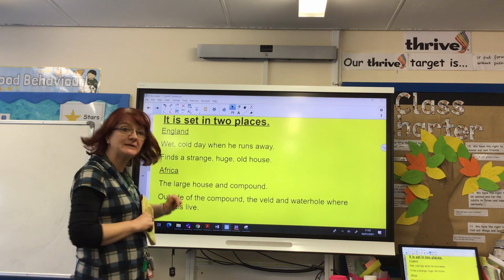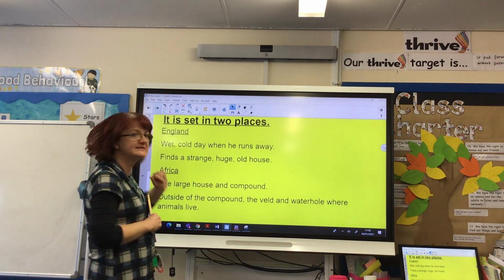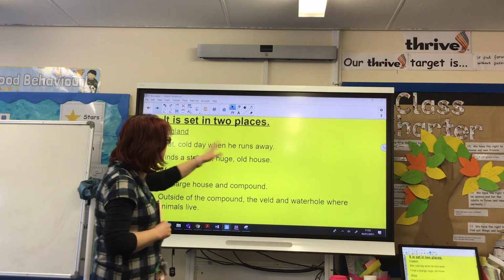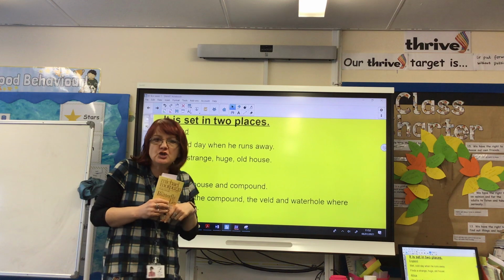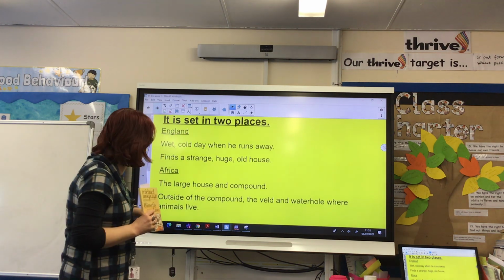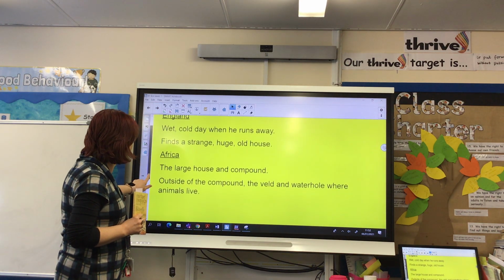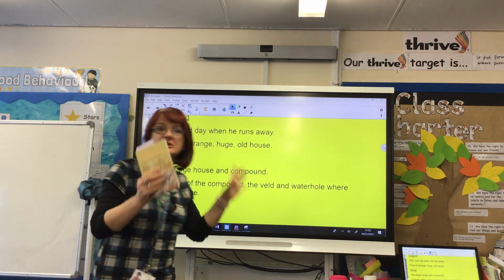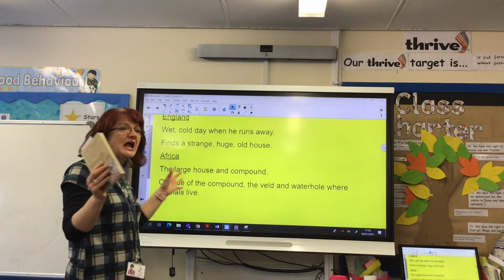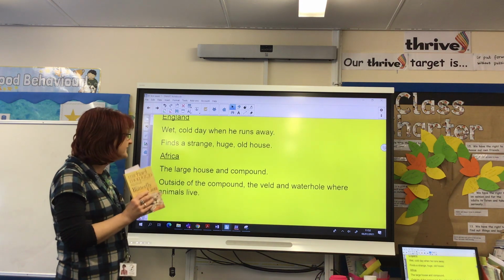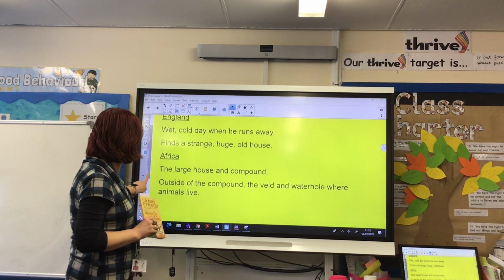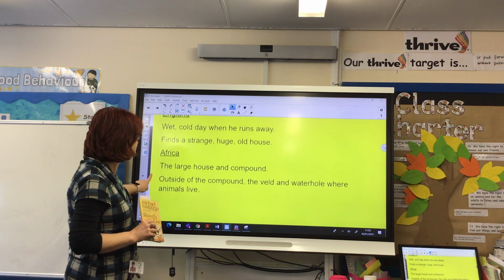So it's set in two places. We've got this England setting going on where it's wet and cold, where the boy runs away. He finds a strange, huge old house. It's a little bit spooky. And then we've got this idea that there's an Africa setting where there's a large house and a huge compound, where outside of the compound is a veld and a water hole where animals live. Yeah?